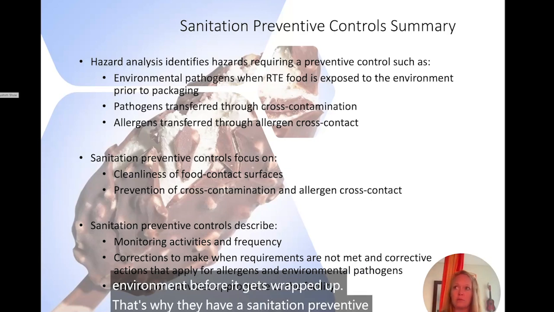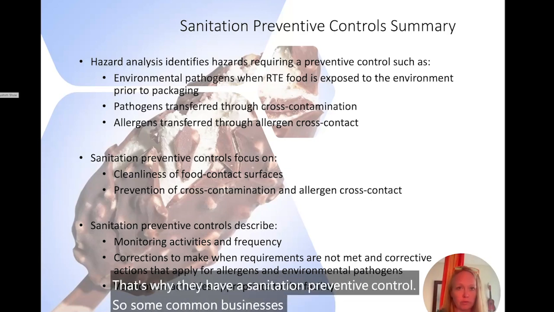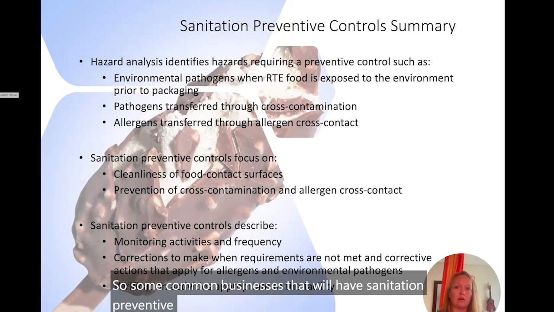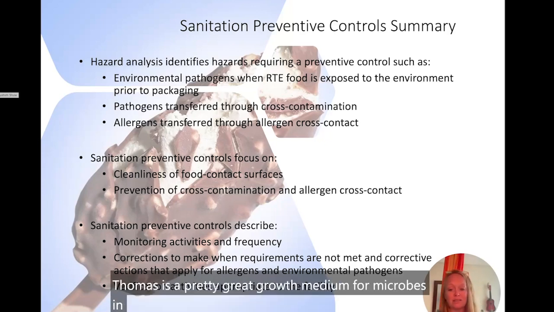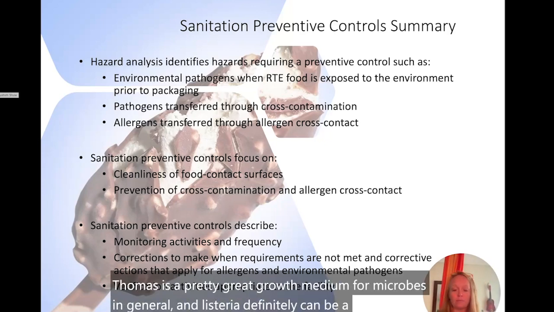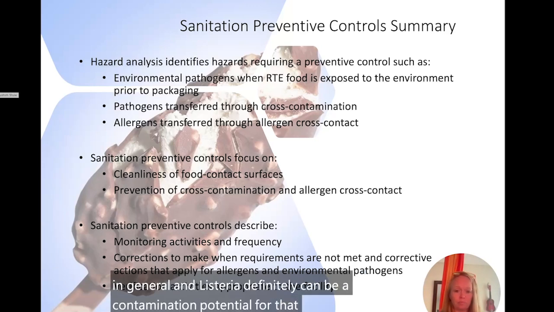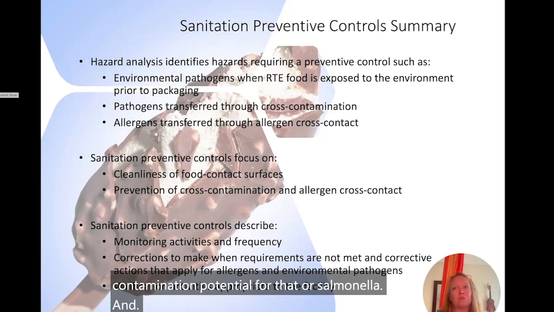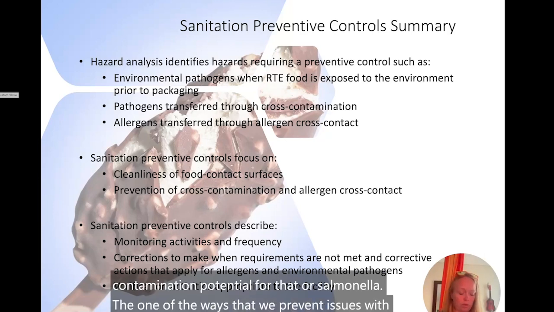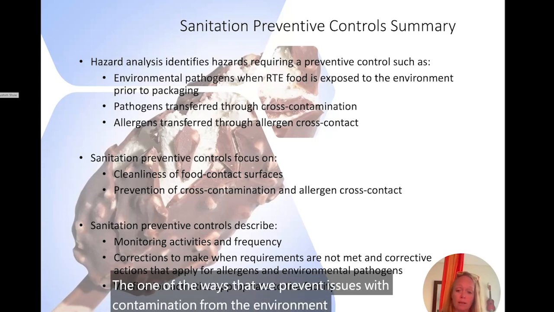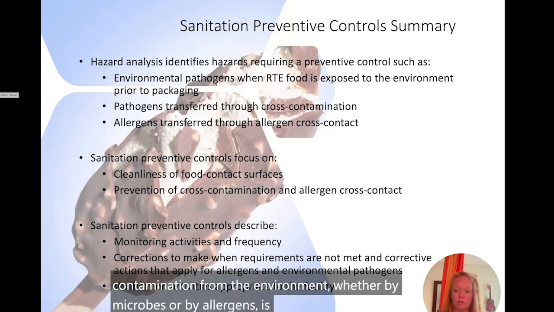Some common businesses that will have sanitation preventive controls are things like hummus producers. Hummus is a pretty great growth medium for microbes in general, and Listeria definitely can be a contamination potential for that, or Salmonella. And one of the ways that we prevent issues with contamination from the environment, whether by microbes or by allergens, is through an environmental monitoring program.